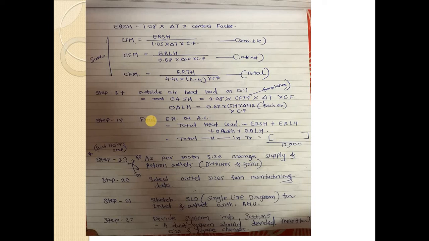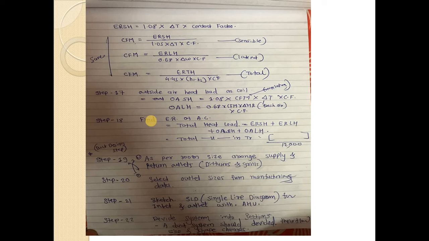Now the next and most important steps are the duct design steps. From the 19th step the duct design steps begin. The 19th step is, as per the room size, arrange the supply and return outlets, that is, we must mention the diffusers and grills. Step 20 is to select outlet sizes from the manufacturer data. So we must define the sizes of the duct from the manufacturer data. This data is available in the ASHRAE and Carrier handbook, so no bother about it.